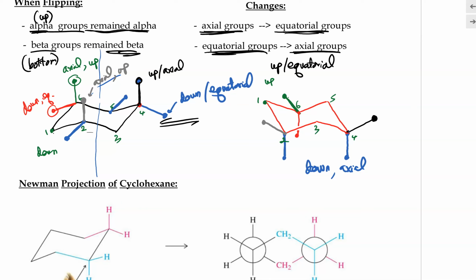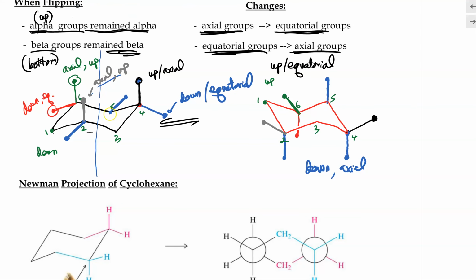So carbon number 5, when that group right there flips, it will remain to be up, except it changes into axial. So in carbon number 5, that group right there in blue will still remain up, and it changes from equatorial into the axial position.